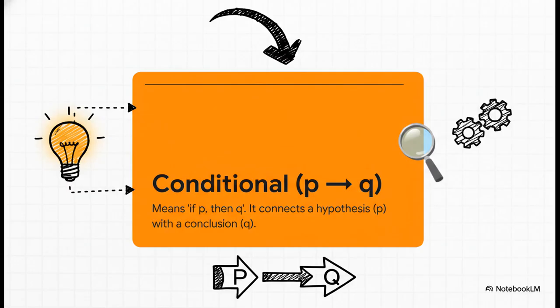This thing is one of the most powerful tools in all of logic. It's a little tricky because it's not saying P is true or Q is true. What it's doing is making a promise. It's saying, hey, if P is true, then I promise you Q will be true too. It connects a hypothesis to a conclusion.